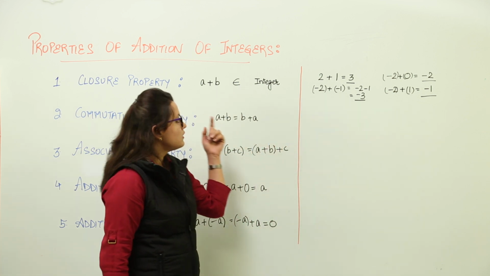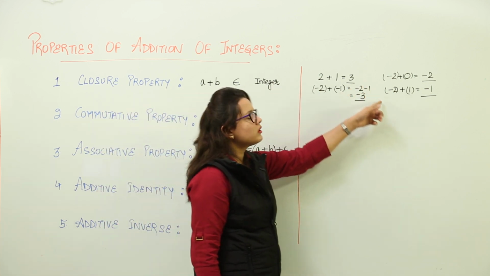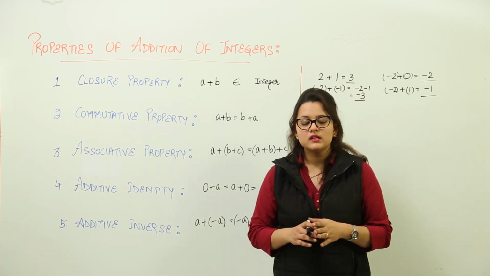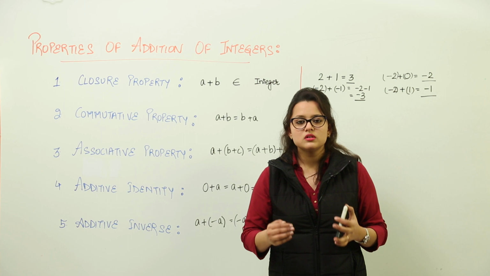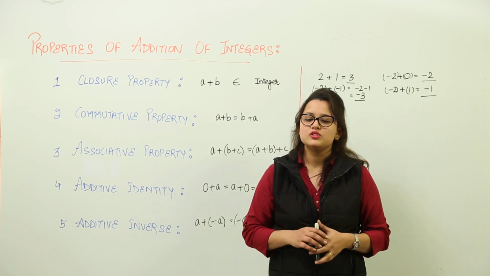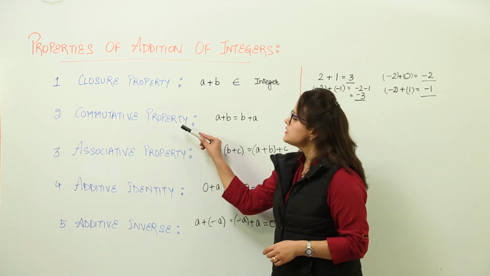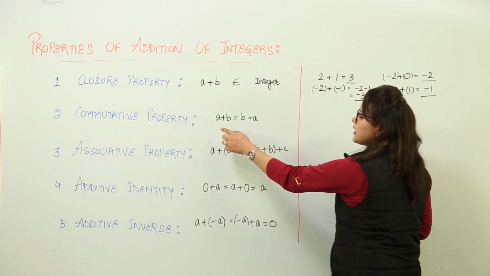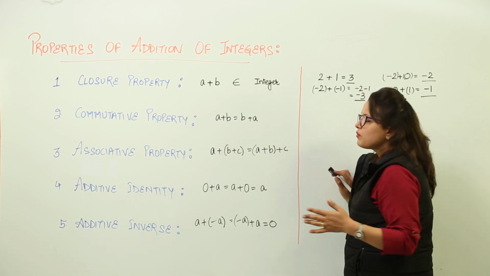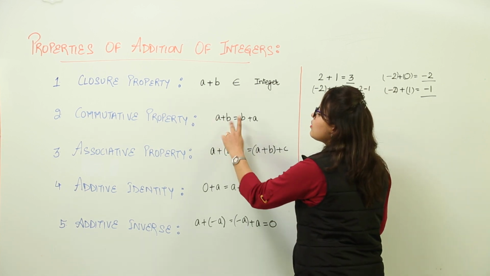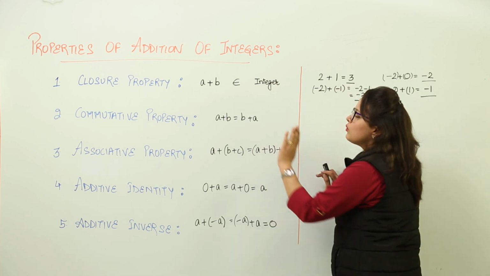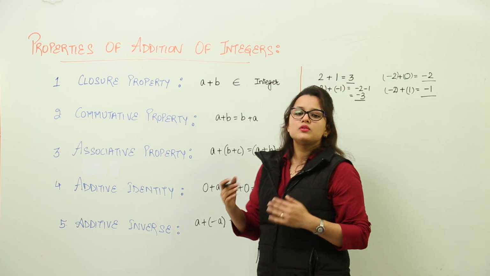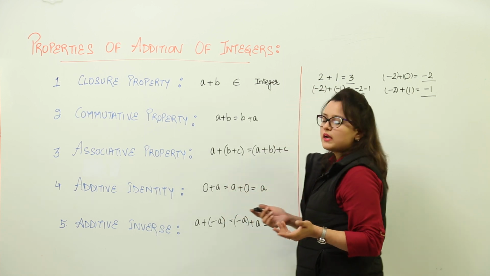So the closure property is satisfied for all the cases, right? No matter which type of integers you are adding, you are always going to get an integer on adding two or more integers together. The next is the commutative property. In the commutative property, as we have already done so many commutative properties earlier, the order of addition is not important. Whether you add the first integer to the second integer or you add the second to the first one, it will not matter at all.